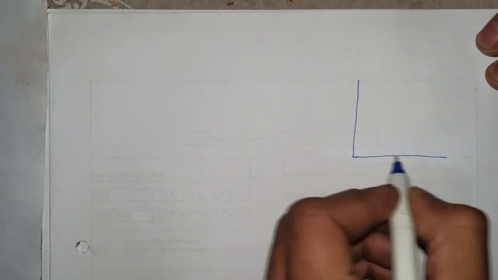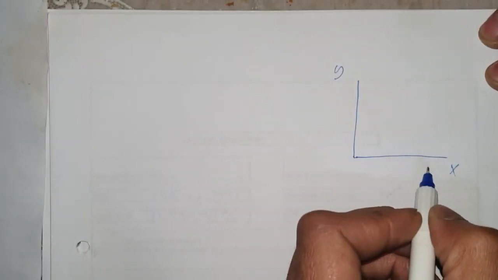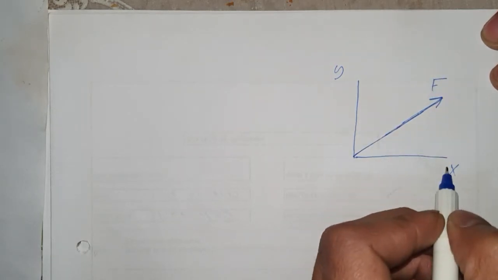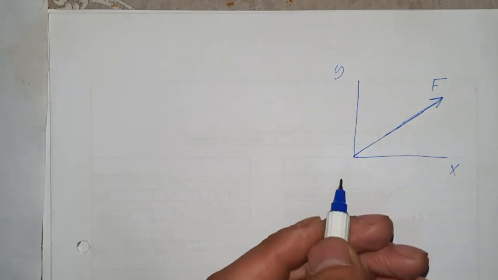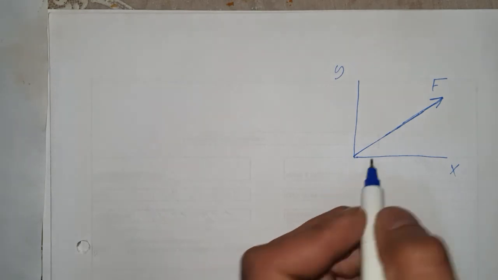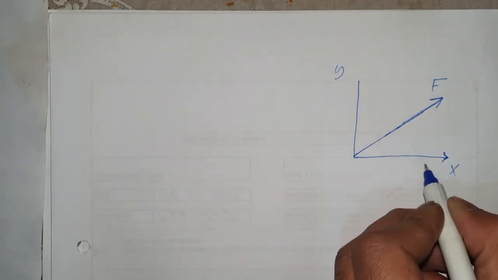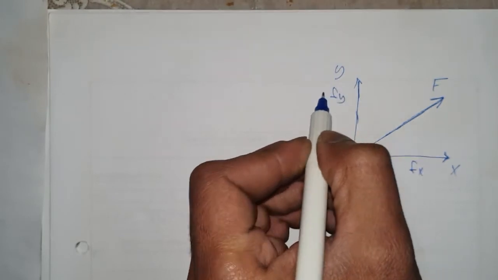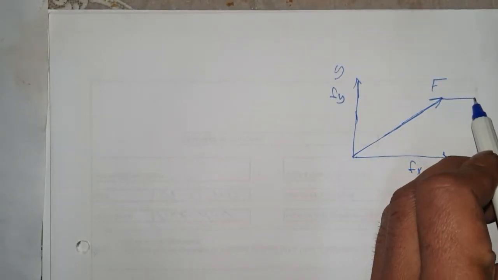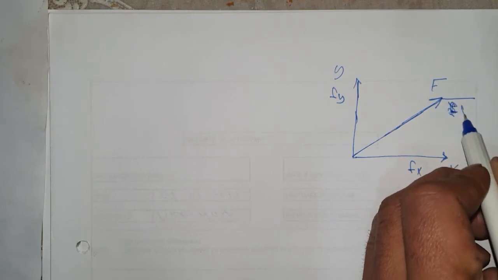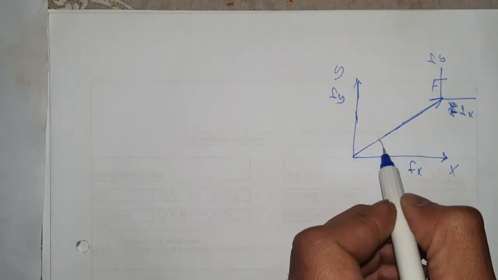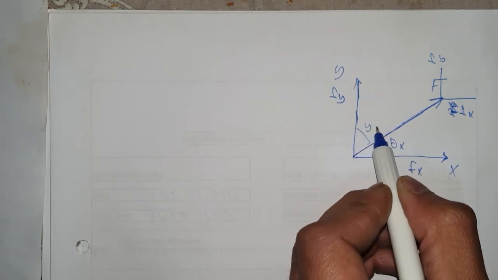So here we have the x-axis and the y-axis, and a force in this direction. We name it F. To divide this force into its components, we could do it in multiple ways. One would be Fx along the x-axis and Fy along the y-axis. Another way is to use this Fx and this Fy. Both have the same meaning, and here we have the angle theta x, and here the angle theta y.